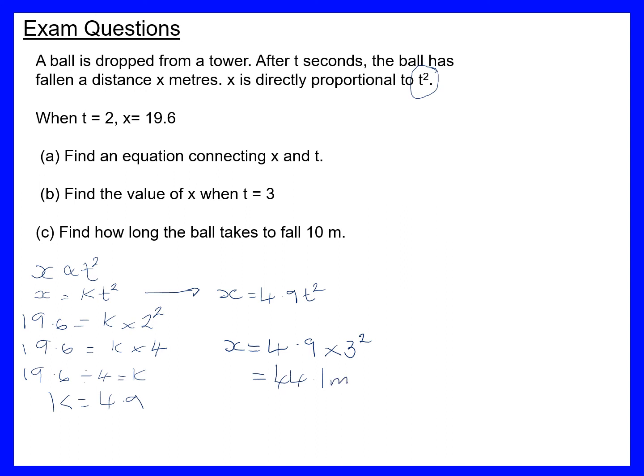We then asked them for part C to find how long the ball takes to fall 10 meters. So our x value then this time is 10. Okay, so that's equal to 4.9 t squared. Now we just want t, remember, so first step, divide both sides by 4.9.